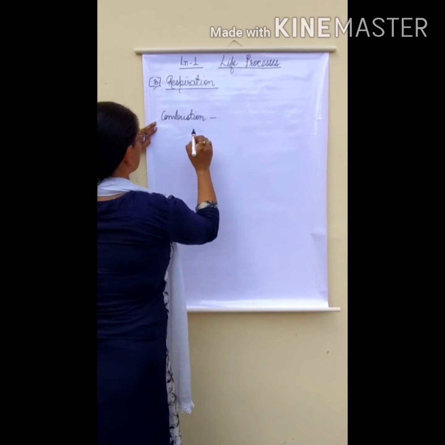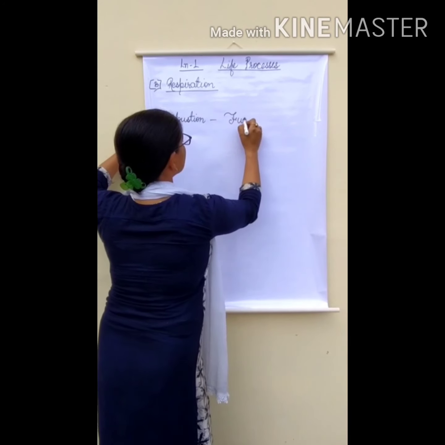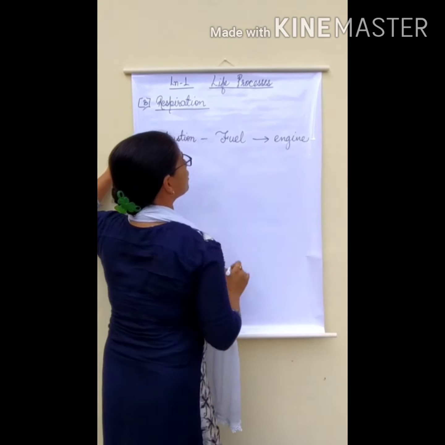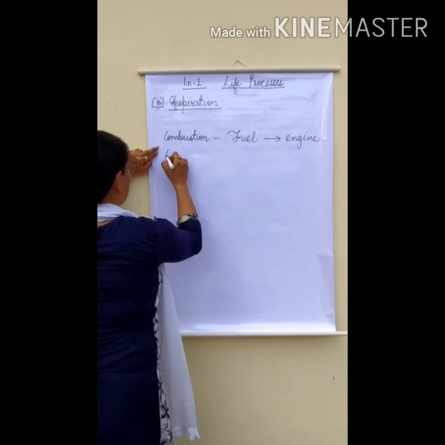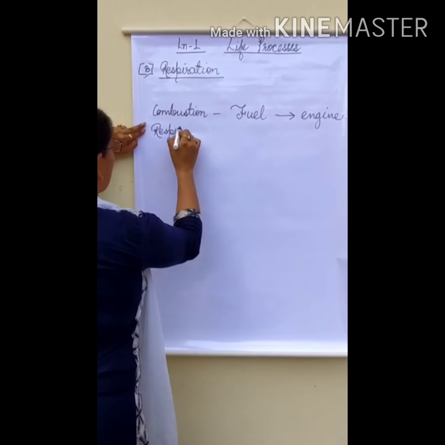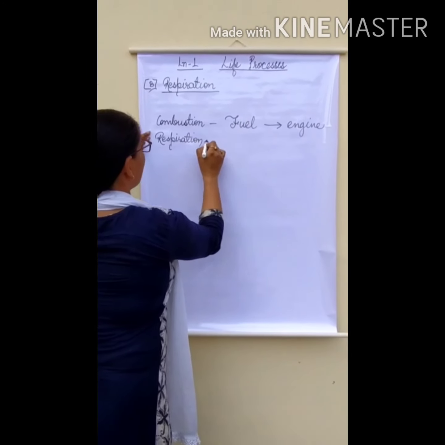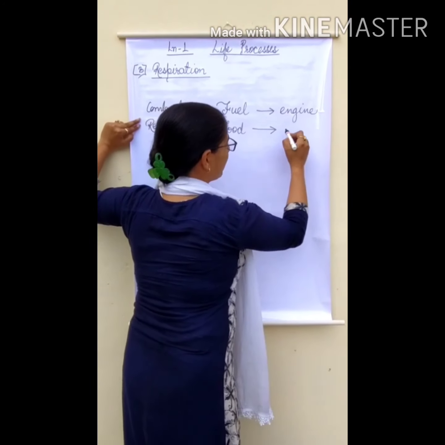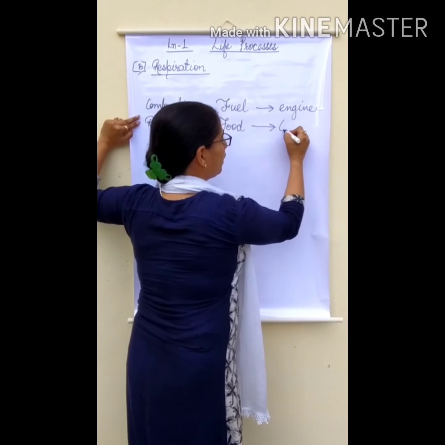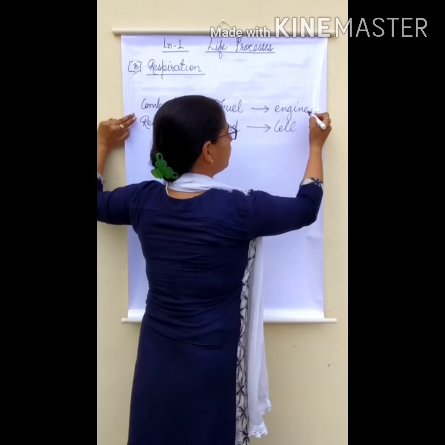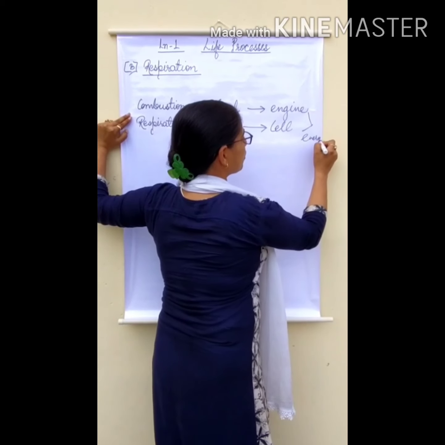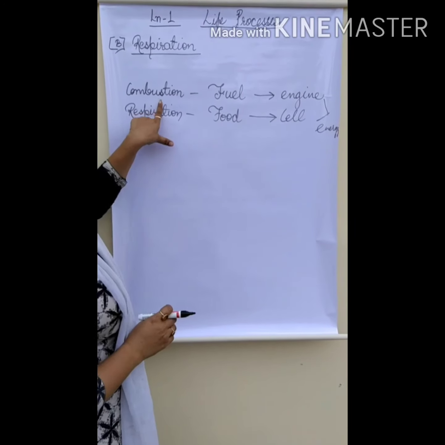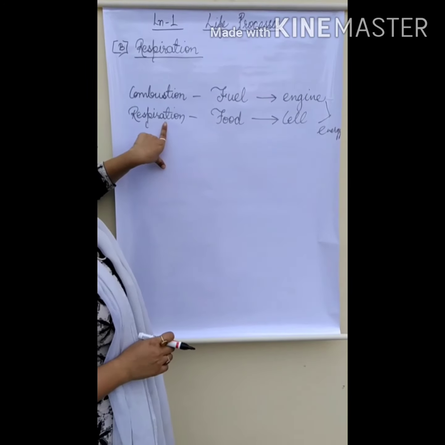Combustion is a process in which the fuel burns inside an engine and it releases energy to work the machine. In the same way, respiration is a process of burning of food, which is glucose, and it burns in your body. We can say it burns in the cell, and the purpose is the same, releasing energy so that the machine or the body can work well. Combustion or respiration is a process of burning, right?